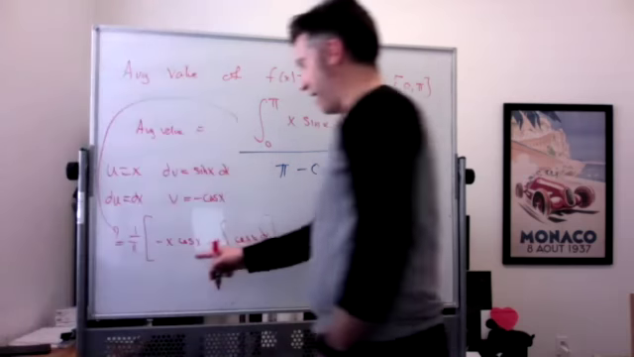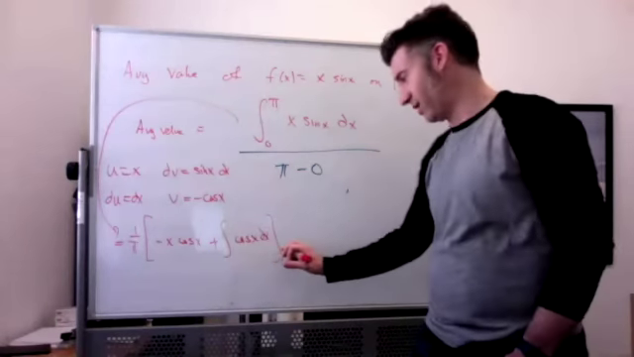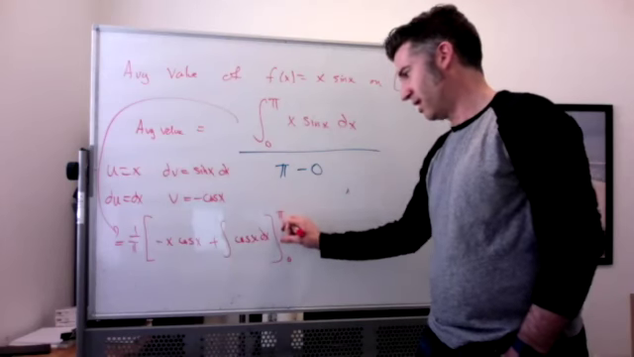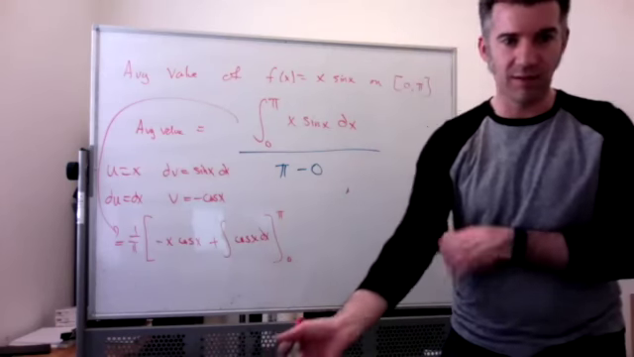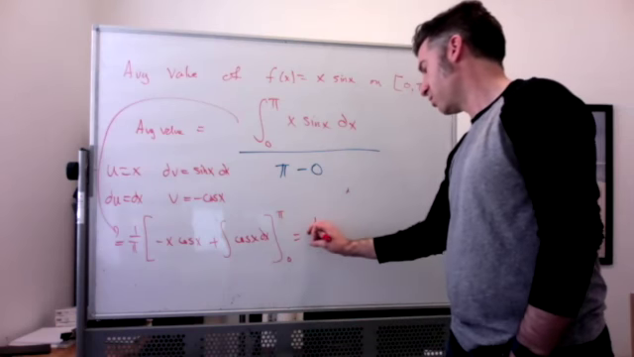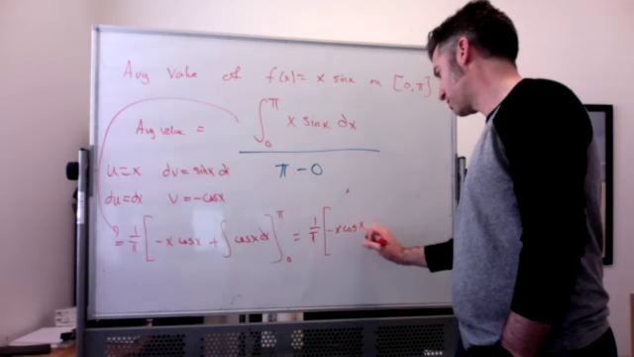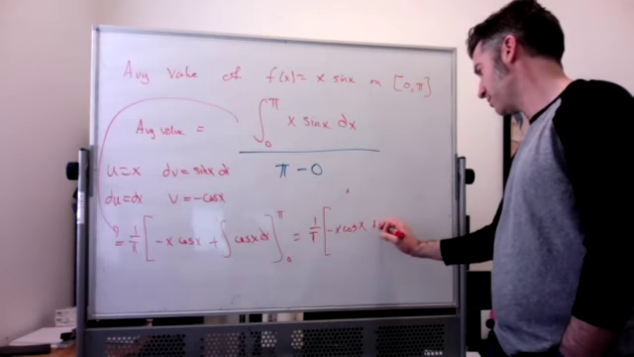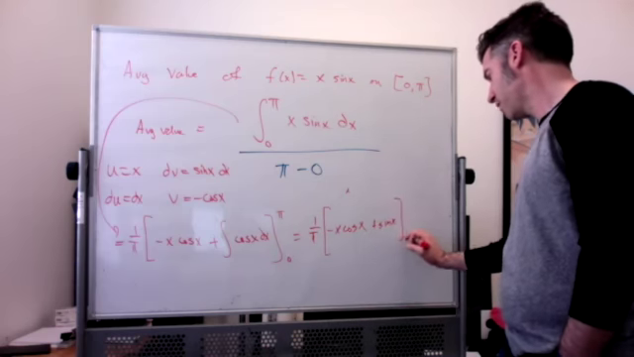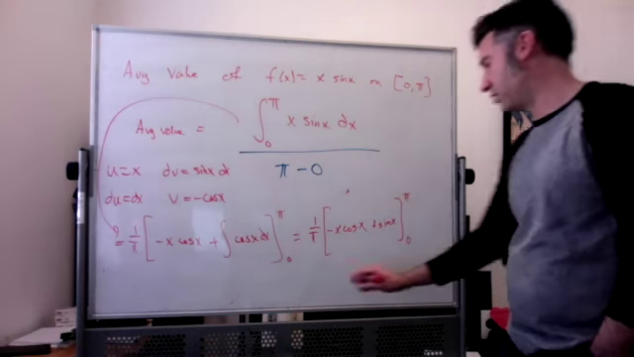I really hate writing the limits of integration here and here. I'm just going to write them at the end. I know it's kind of weird notation, but it's okay. And then we would get 1 over pi negative x cosine x. Integral of cosine is sine, from 0 to pi.